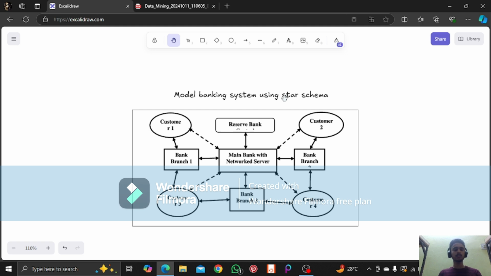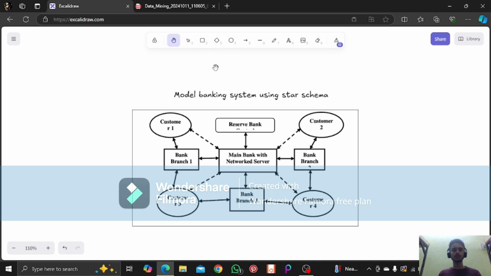The components of a star schema for a banking system start with the fact table. The fact table is the central table in the star schema that contains the key performance indicators or measures of the system. In the banking system, this could represent various financial metrics like transaction amounts, loan balances, or interest earned. Fact tables often have foreign keys linking them to dimension tables. Example fields are transaction ID, account ID, transaction amount, transaction date, loan amount.